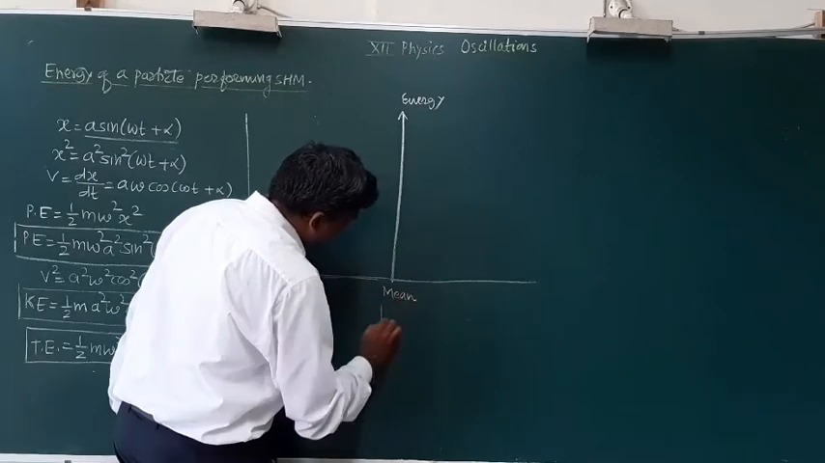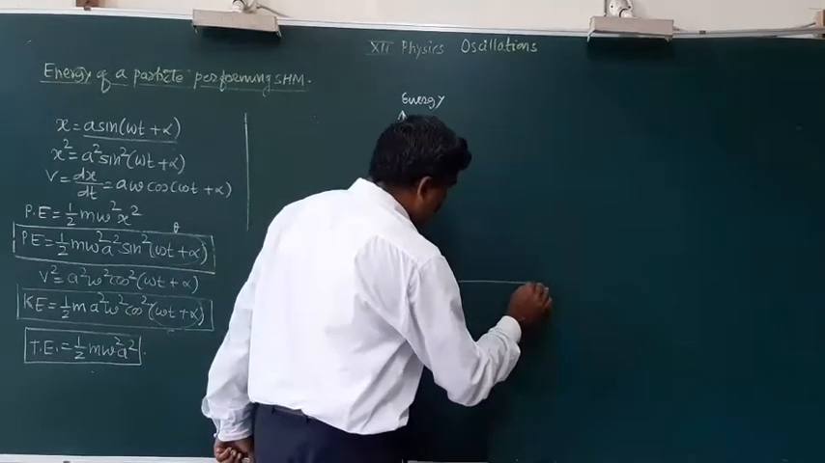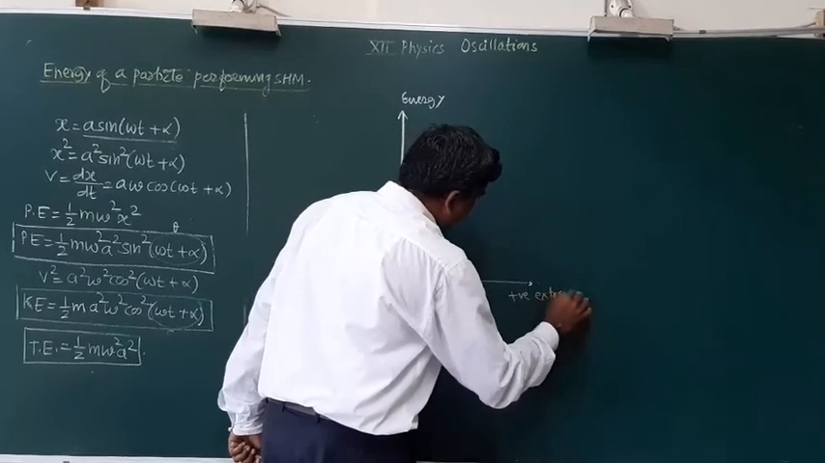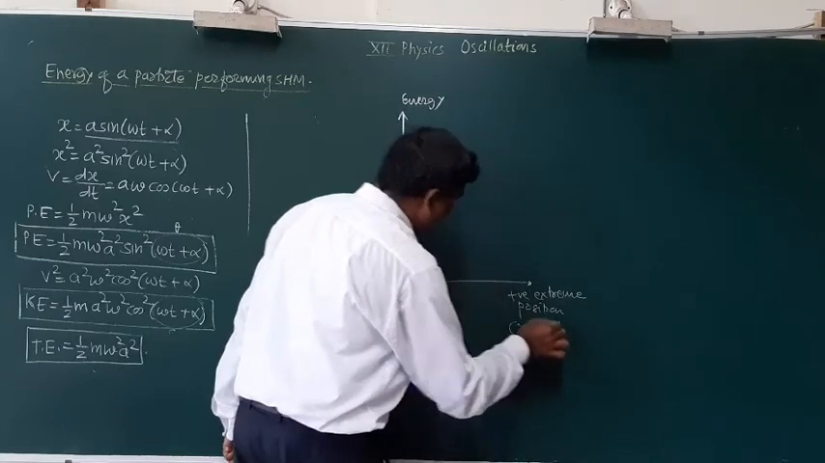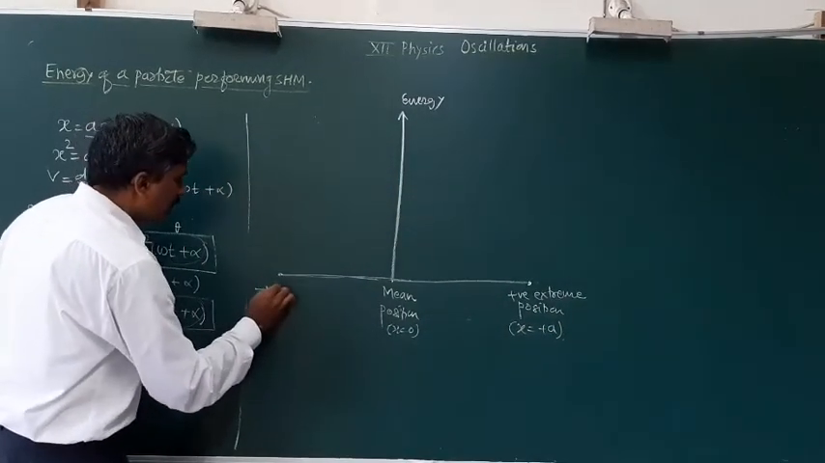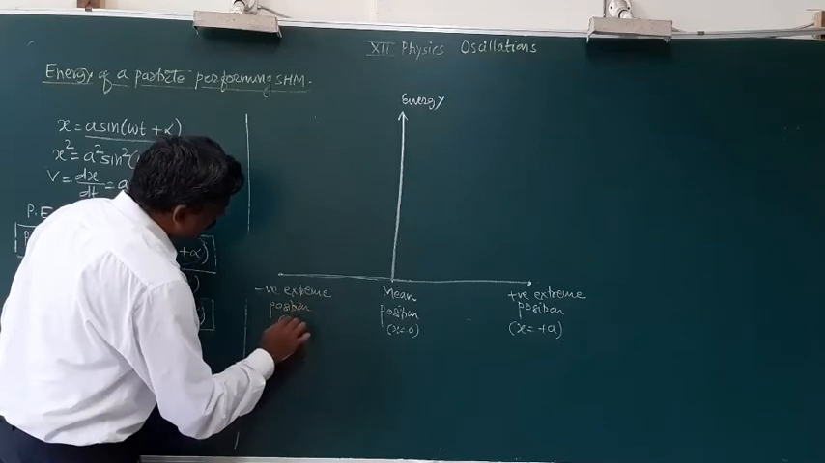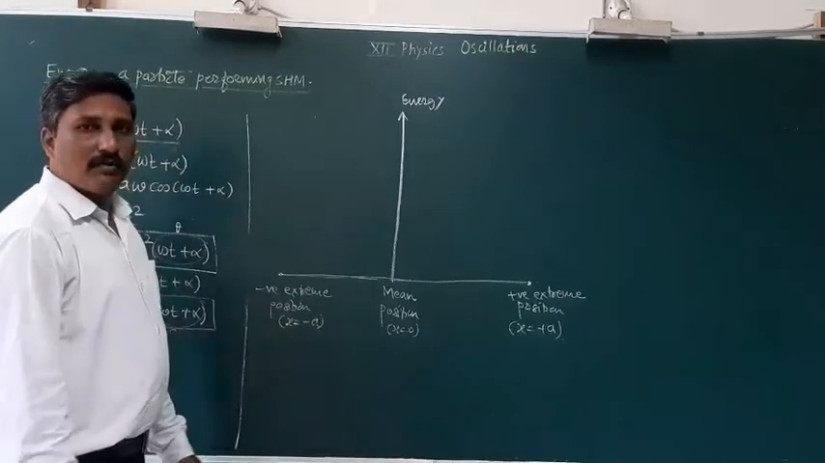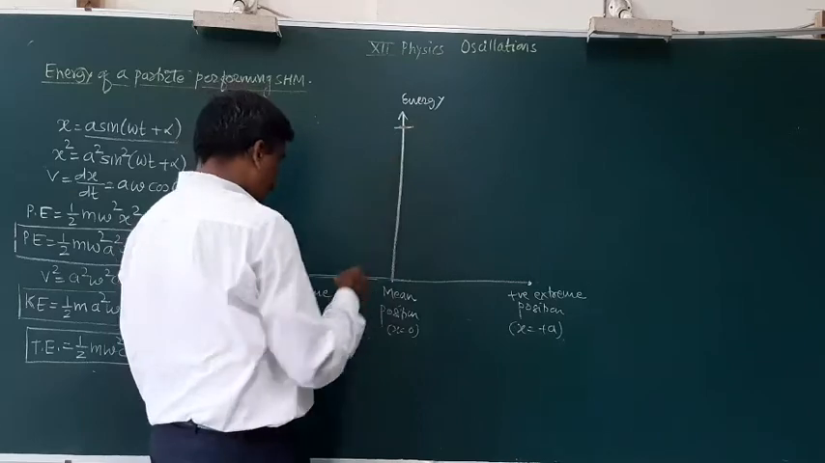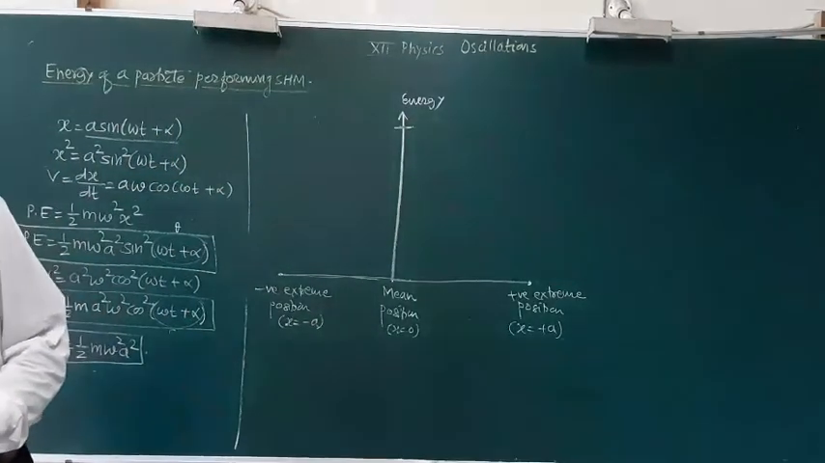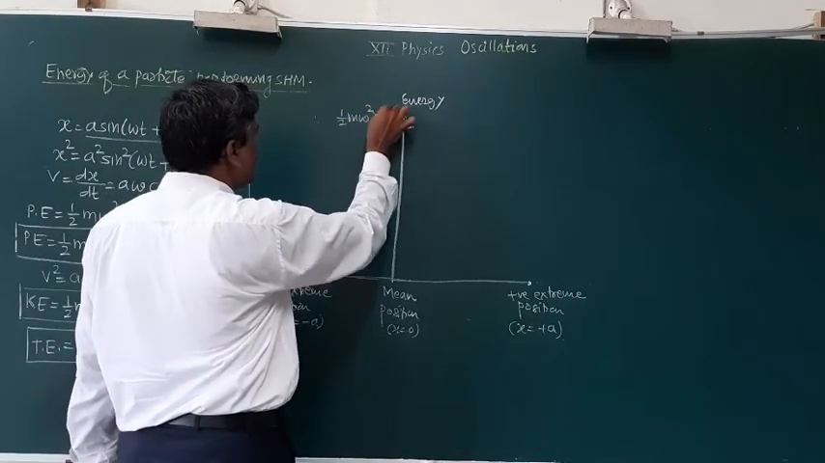This is my mean position, where the displacement is 0. This is my positive extreme position, where displacement is plus a. This is my negative extreme position, where displacement is minus a. Okay, and the maximum total energy is how much? Maximum total energy, its value is half m omega square a square.